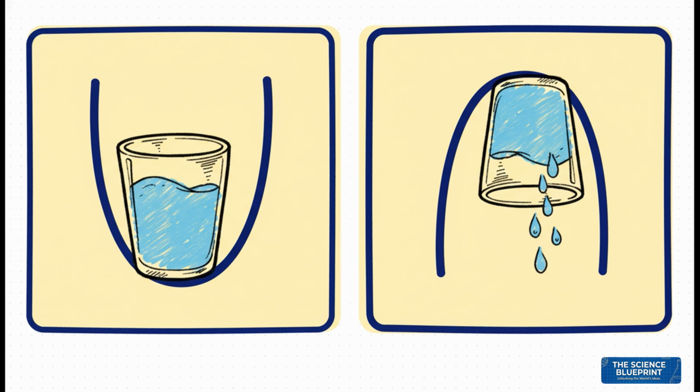If it's positive, the graph is what we call concave up, kind of like a cup holding water. If it's negative, it's concave down, like a cup that's spilling water. This little detail is all about the specific bend in the curve.